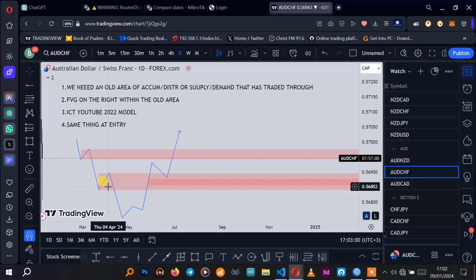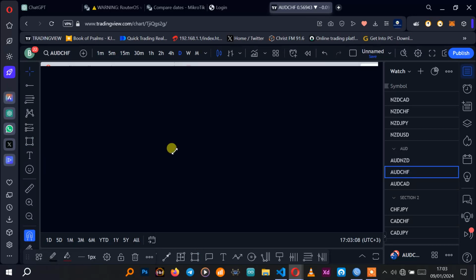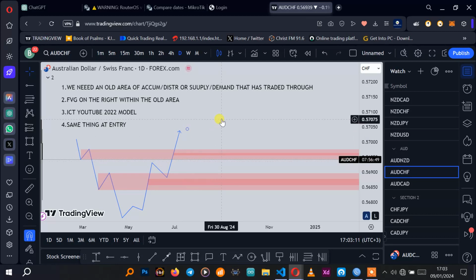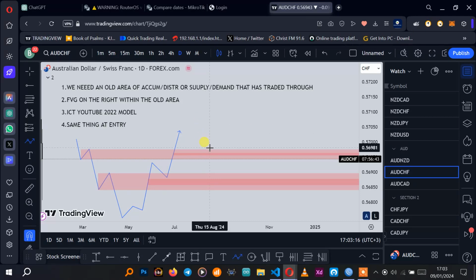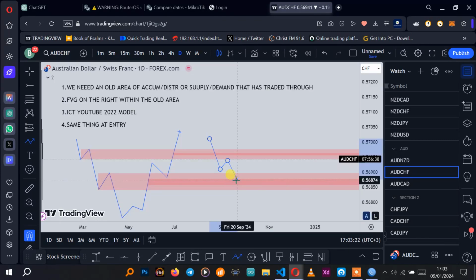So look for an old area. It could also be this one. In this area, the FVG that you'd look for is around here. Look for an FVG inside there. When you find that FVG, the next thing you'll do is look for the YouTube 2022 model. And how is it? It's basically almost the same thing. Price reacts off this FVG here, comes back, and then goes higher. So we are seeing the same thing here, an old area of redistribution.